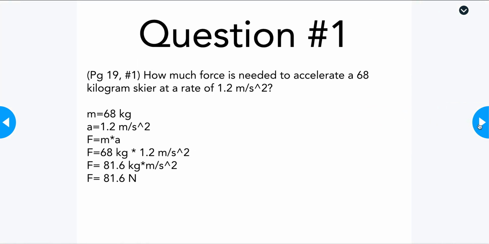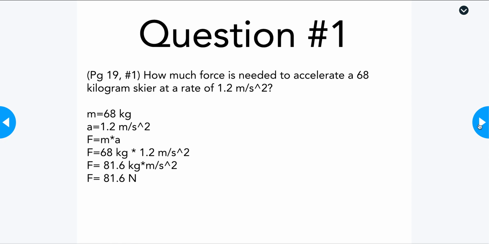All right, so let's go ahead and do a practice problem together. This is on page 19 of your packet, problem number 1. How much force is needed to accelerate a 68 kilogram skier at a rate of 1.2 meters per second squared? All right, so let's pull the information out of this problem that we have. We have the mass of the skier is 68 kilograms. The acceleration of the skier is 1.2 meters per second squared.